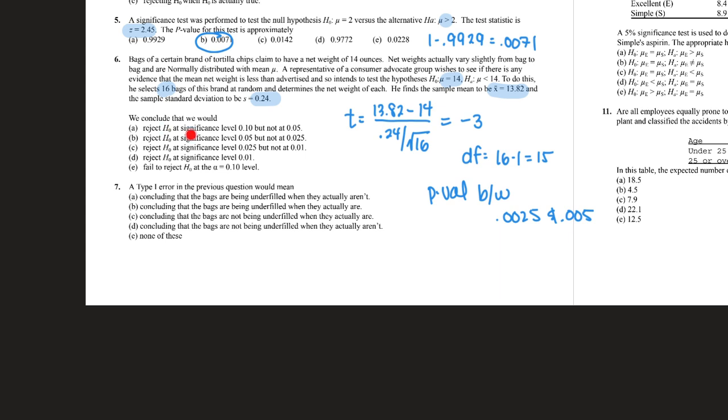So if we're looking to see when can we reject, well, we can basically reject at the lowest level of significance because 0.005 is less than 0.01. So that's going to be D, where we're going to reject our null at the significance level of 0.01.